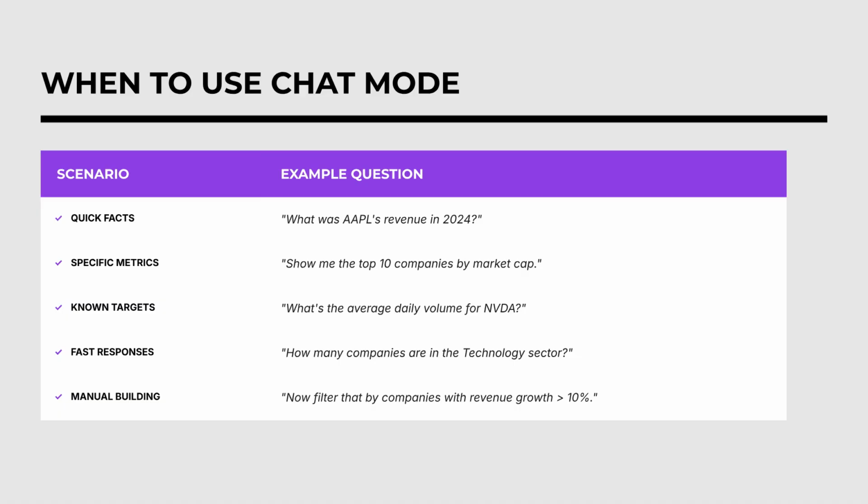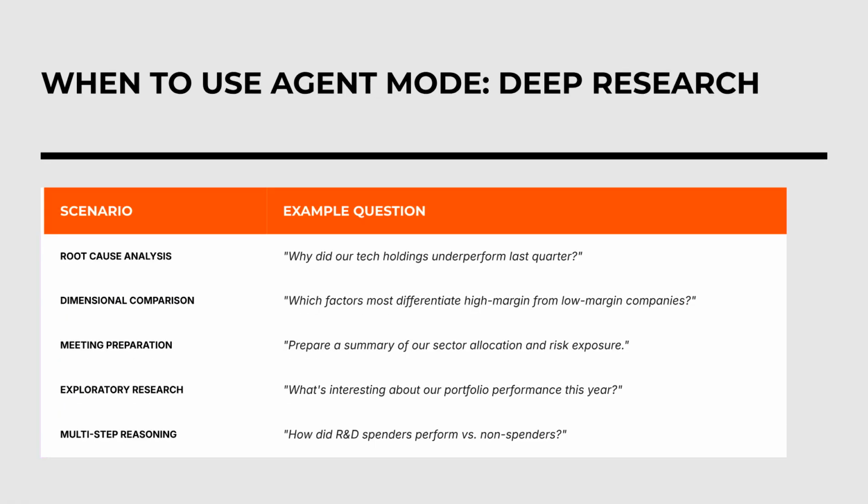But when your question gets more complex, that's when agent mode becomes unstoppable. Agent mode shines brightest on the big, strategic, exploratory questions. Want to know why your tech holdings underperformed last quarter? Or which factors separate high-margin companies from low-margin ones? Maybe you need a full briefing for an important meeting. Prepare a summary of our sector allocation and risk exposure. These are the kinds of questions that used to take analysts hours or days.